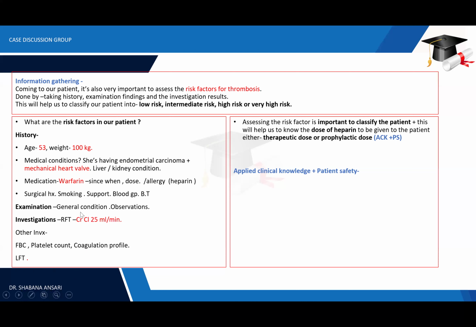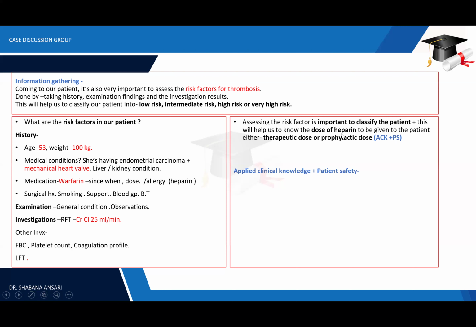For examination, we will be assessing her general condition like her pulse, blood pressure, temperature. Usually these observation findings are given in the exam. You will have a chart. Usually it is like that. What investigations are important? The renal function test was done and the creatinine clearance is 25. So it is low. Other investigations are important. We should know about a full blood count, hemoglobin, platelet count, coagulation profile, and LFT. And when we are going to do the bridging, then INR is important.